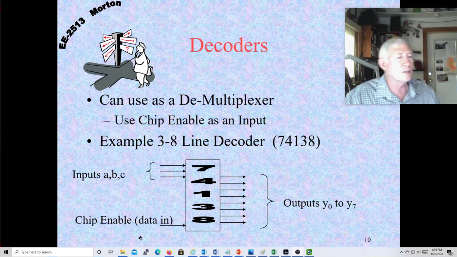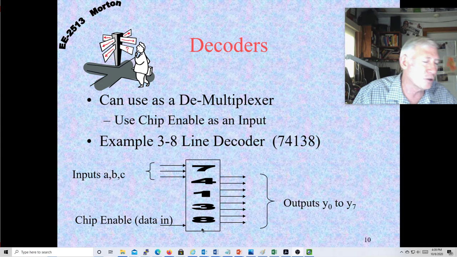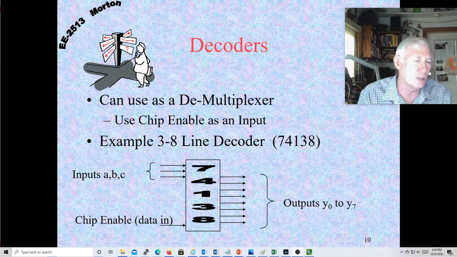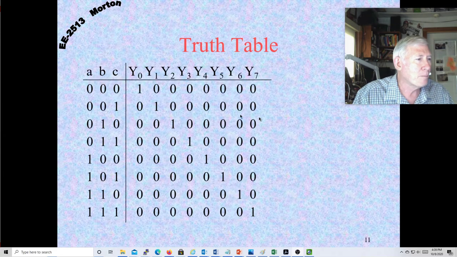So that's basically how we would pass through a multiplex line. But most of the time, we leave the chip enabled all the time, and we use these as address line decoders. We daisy chain them together, and we can eventually break out a whole bunch of address lines this way. Okay, and this is the truth table for the decoder. Notice when they're all zeros, Y0 is a 1. When they're all 1s, Y7 is a 1, and everything in between. But at no time is more than one output high.